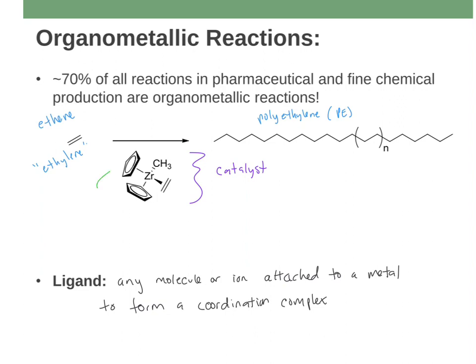So all of these things would be considered ligands, right? What you'll see is that we'll often abbreviate ligands as just L. So I could have also written this as zirconium with L4, because it's got 4 ligands on it, right? It's got 2 cyclopentadienyl groups on it, a methyl group, and an alkene on it. So we'll see lots of L's as abbreviations for ligands. And if you hear the term ligand, it's just anything that's really bound to a metal in a coordination complex.